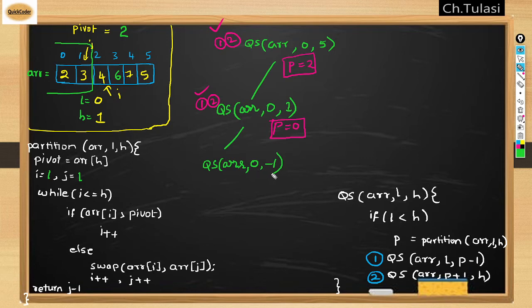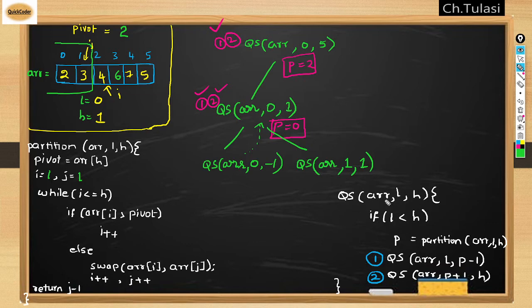H, but here L is not less than H, no? Then simply it will return here. Okay, there is no use of me, you can continue with the next call. Then it will call the second one. What will be the second one? QS of array. What is P plus 1? 0 plus 1, 1. What is H here? 1.